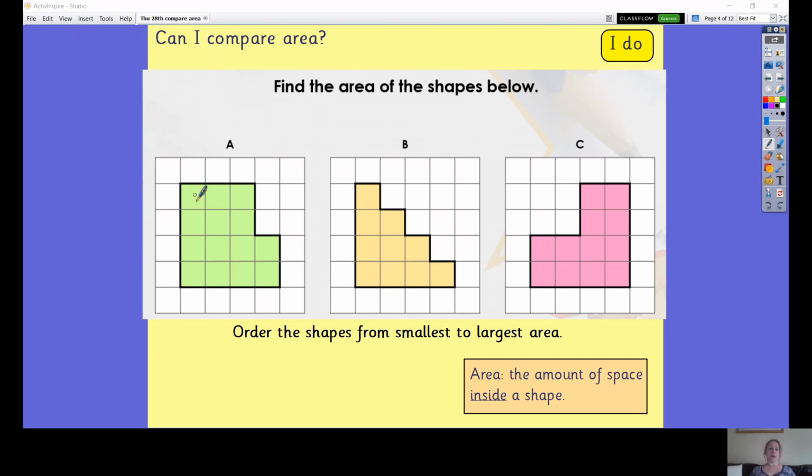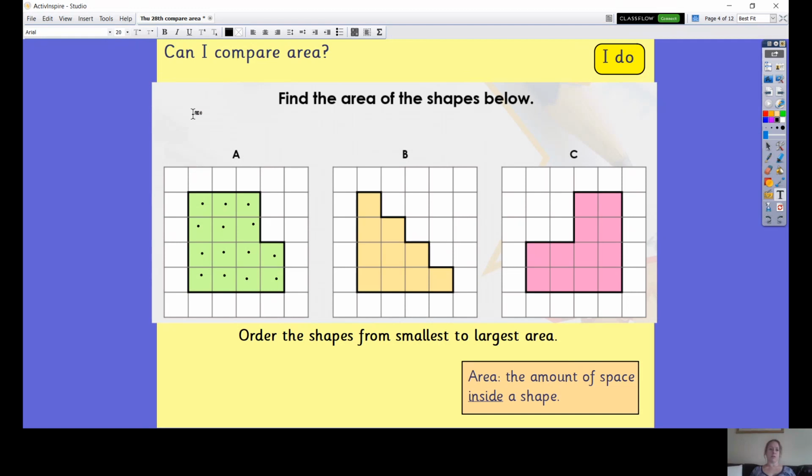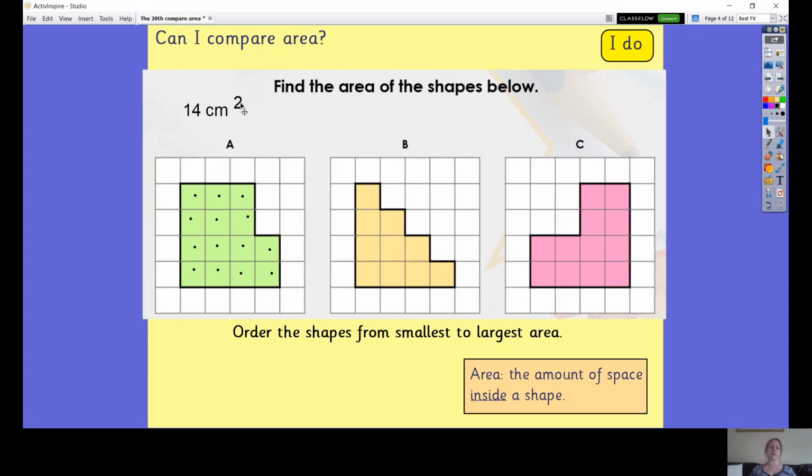And remember, don't forget that the area is the space inside a shape. So, for example, if we're counting the area for this shape, it would be 1, 2, 3, 4, 5, 6, 7, 8, 9, 10, 11, 12, 13, 14. And I understand, obviously, that you can't, at the moment, put little dots on each square as you're counting them because it's on a screen. But if you had a piece of paper in front of you, it's a really good idea to put a little mark on each one so that you know you've counted them.